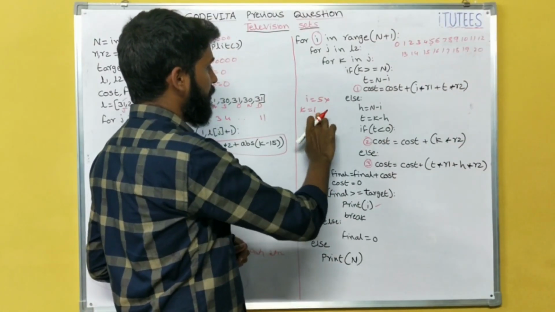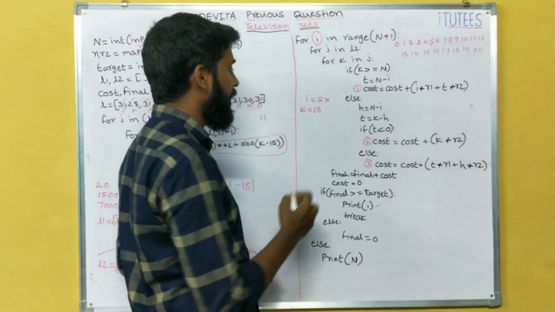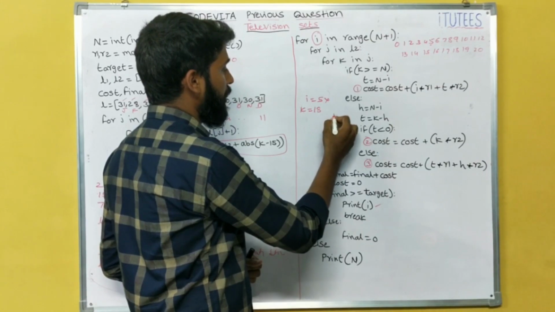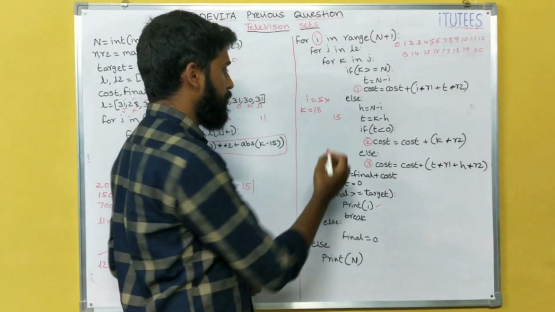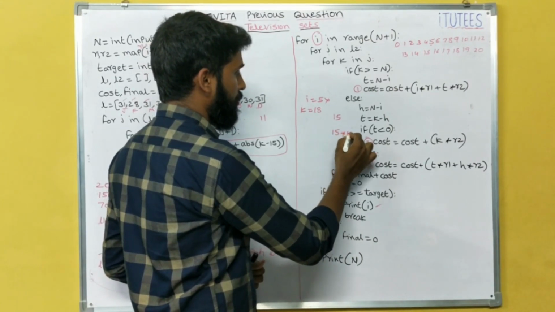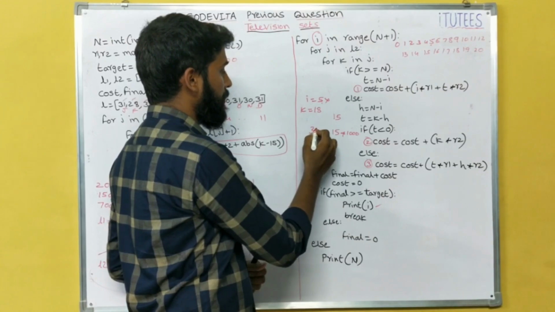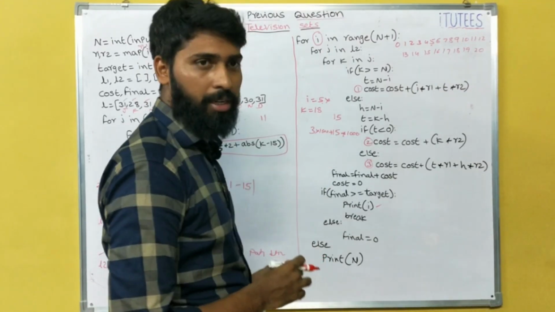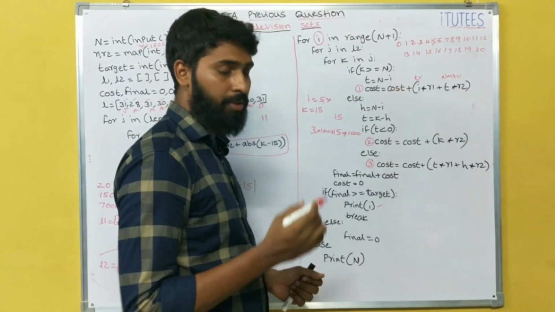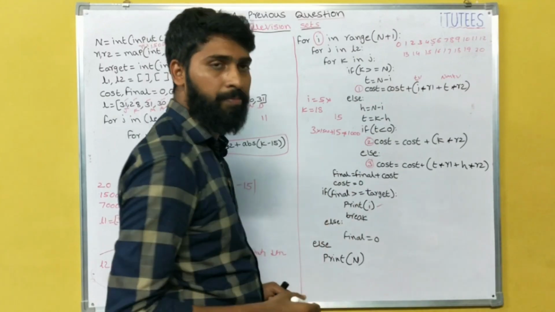So another case: I equals 5, K equals 18. The number of patients admitted on that day is 18. Non-TV rooms are 15. The first 15 patients are filled in non-TV rooms. That means 15 into 1000. The remaining 3 go to the TV rooms. That means 3 into 1500 plus. So these are the 3 conditions. In this way, we can calculate the cost for every day.